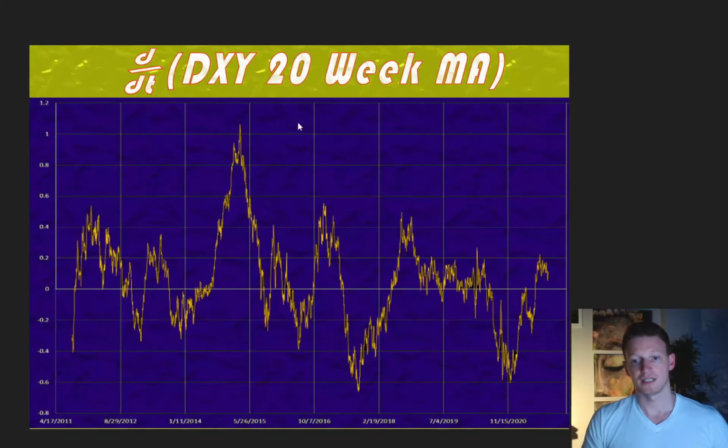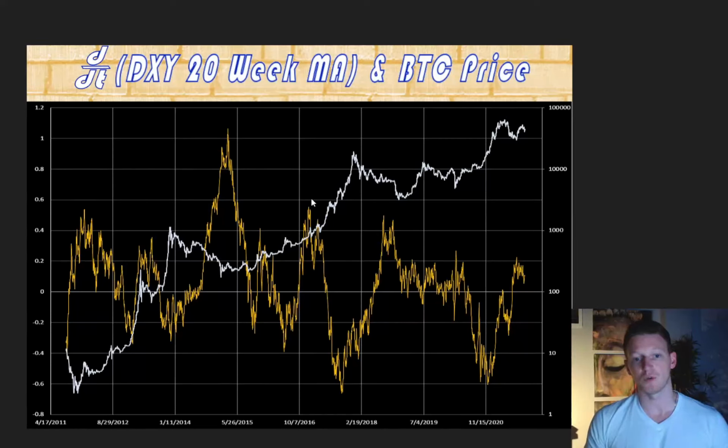Okay, so this is just our derivative line now. We're going to get rid of the 20-week moving average. This is the derivative of the 20-week moving average, but we're not going to look at that blue line anymore because this illustrates the data better and it really points out with respect to Bitcoin what's going on. So let's take a look at the 2014 cycle.